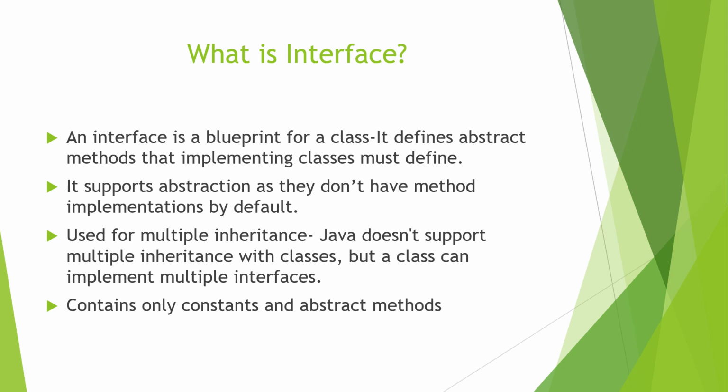Now, in case of multiple inheritance, interface is being used, as Java is a language that does not support multiple inheritance with classes, but a class can have multiple interfaces. So the interface contains only the abstract method and constants.